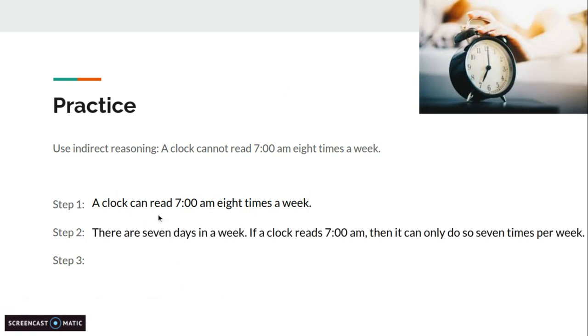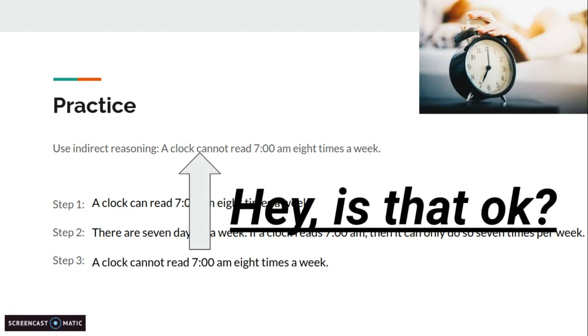Alright, first you can start off with a short sentence, and then you can do the if-then. There are 7 days in a week. Alright, that's a fact that proves it already. But then to further elaborate, we can use the if-then statement, which is: if a clock reads 7 a.m., then it can only do so 7 times a week, because there's only 7 days in a week, so that would be impossible. It doesn't repeat 7 a.m. that many times. And then step 3 is just to restate the statement. A clock cannot read 7 a.m. 8 times a week.